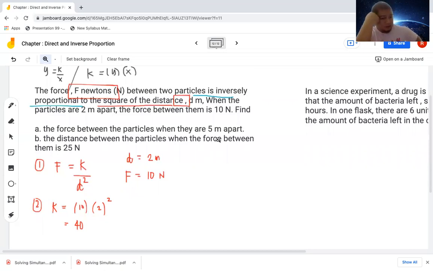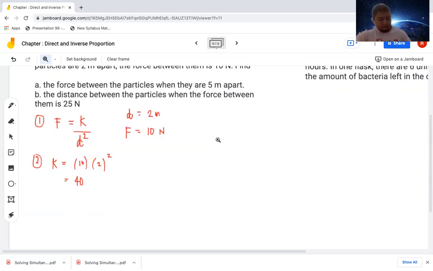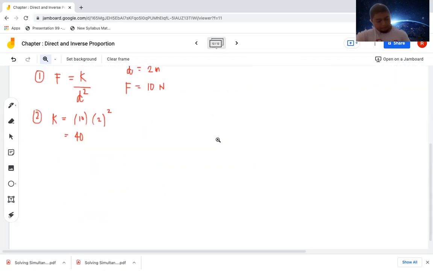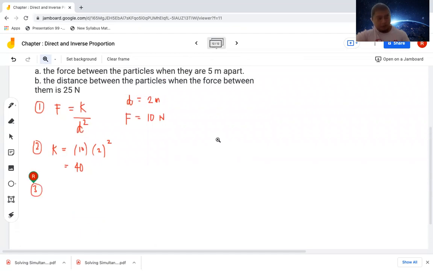So now, as soon as you get this, all you need to do is to plug it into the equation again. The equation now will become F is equivalent to 40 over d squared.